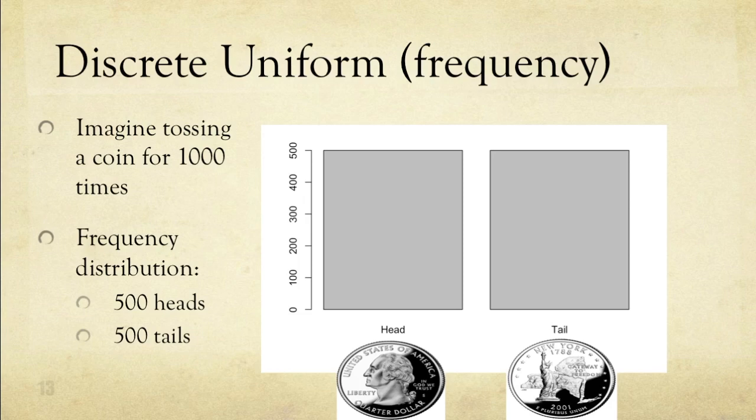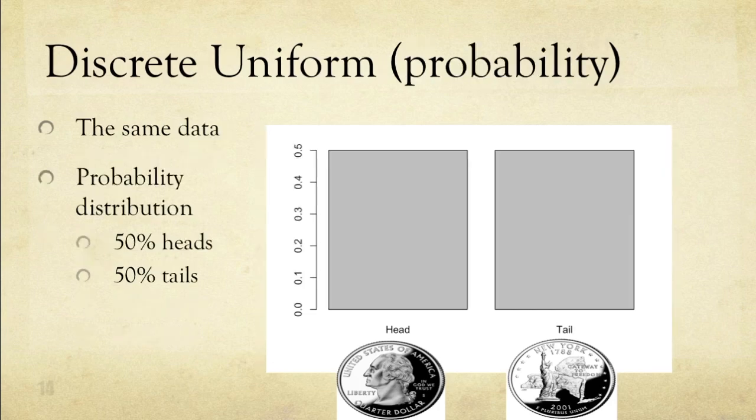The two bars here are of equal height. This is a uniform distribution because every event here, head or tail, has an equal chance. Now, instead of talking about frequencies or counts, we can describe the distribution in terms of probabilities. In this case, head and tail have an equal probability of 50% or 0.5 in the distribution shown here.